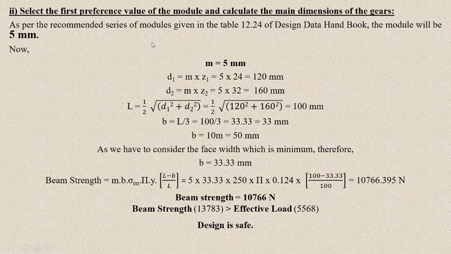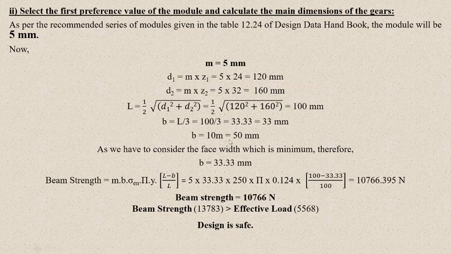Second point is select the first preference value of the module and calculate the main dimensions of the gear. According to the recommended series of module table, we will get the value of M equal to 5 mm. Now find all the related dimensions.